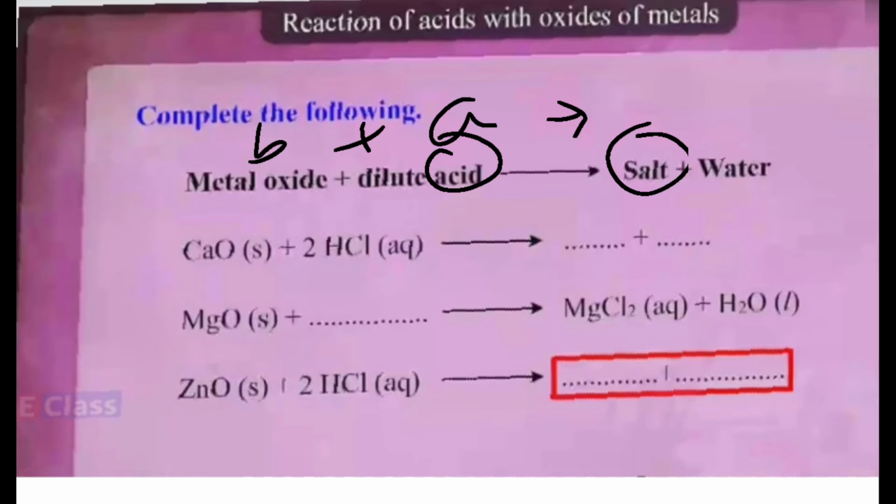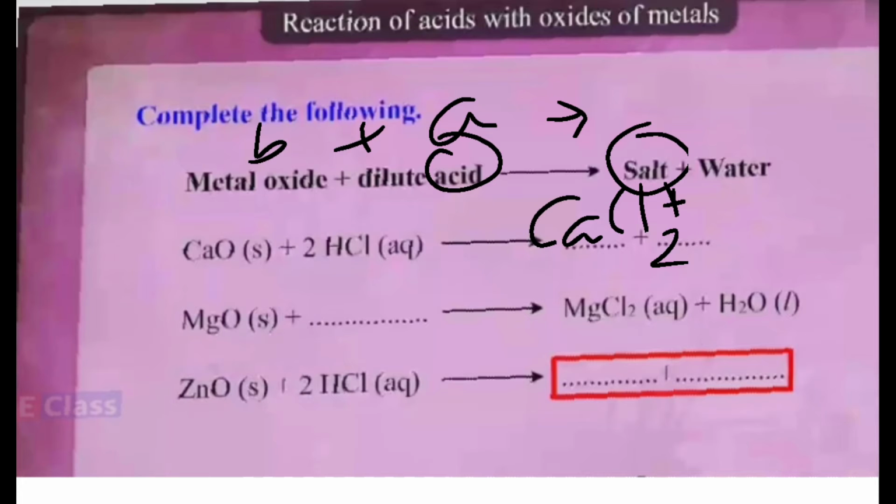Okay. So let us complete the table. CaO plus 2HCl. Now make a salt. First of all, you write down water. Water will always be there. So H2O you are going to write down. So H2O we have written. Now what is remaining? It will be salt, which will be CaCl2. So write down CaCl2. CaCl2 plus 2H2O. Written.